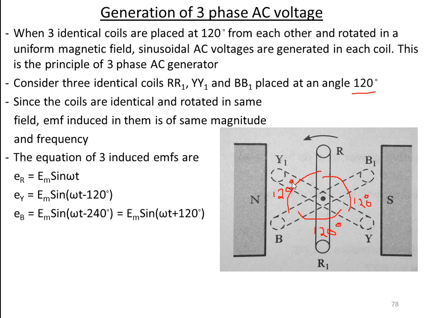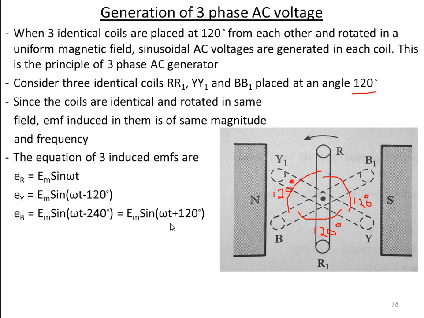If you are getting the angle as negative, then angles with respect to R should be taken in the clockwise direction. Whereas if you are getting the angle as positive, then the angle with respect to R should be taken as positive. Understood? That means if it is EM sin(omega t minus 120 degrees), then you should count in the clockwise direction.